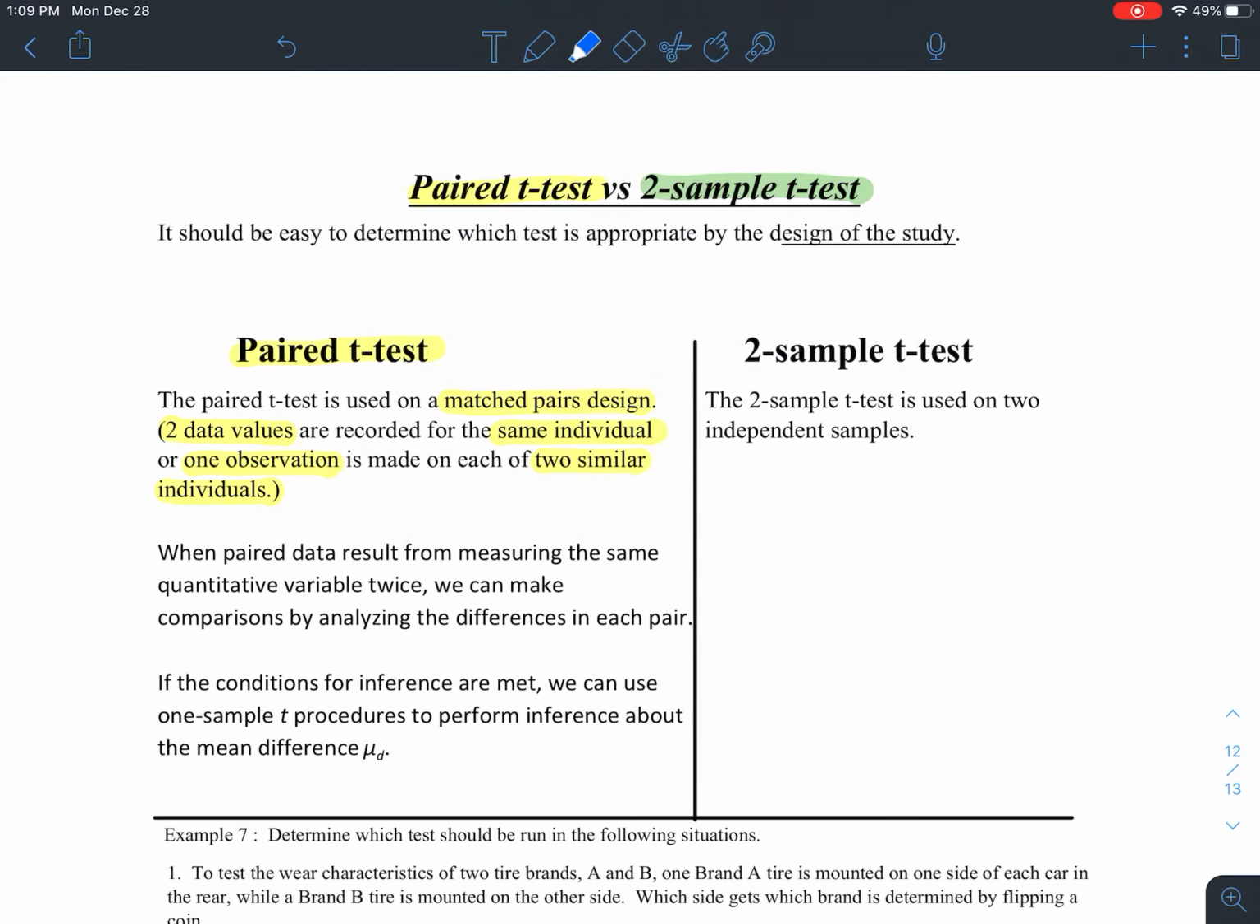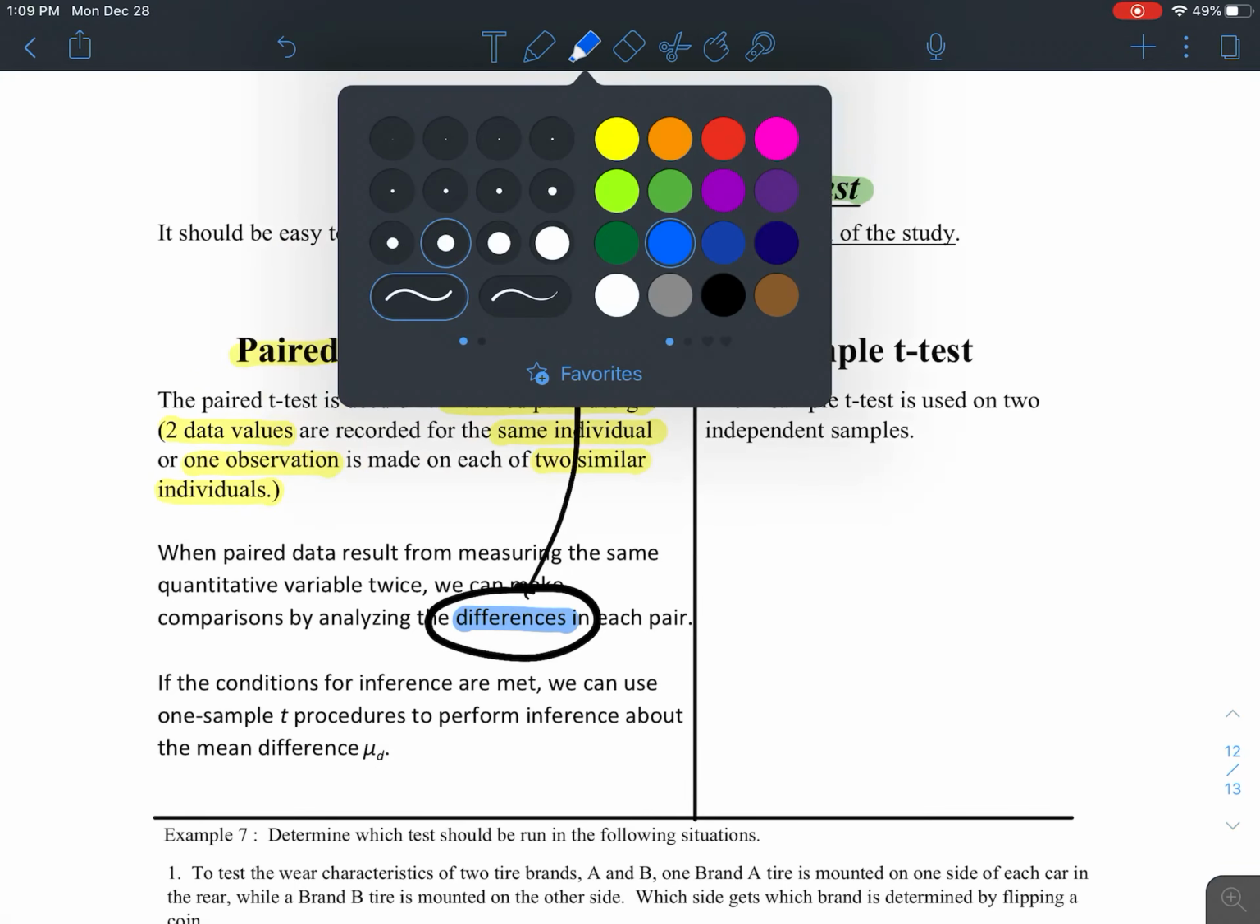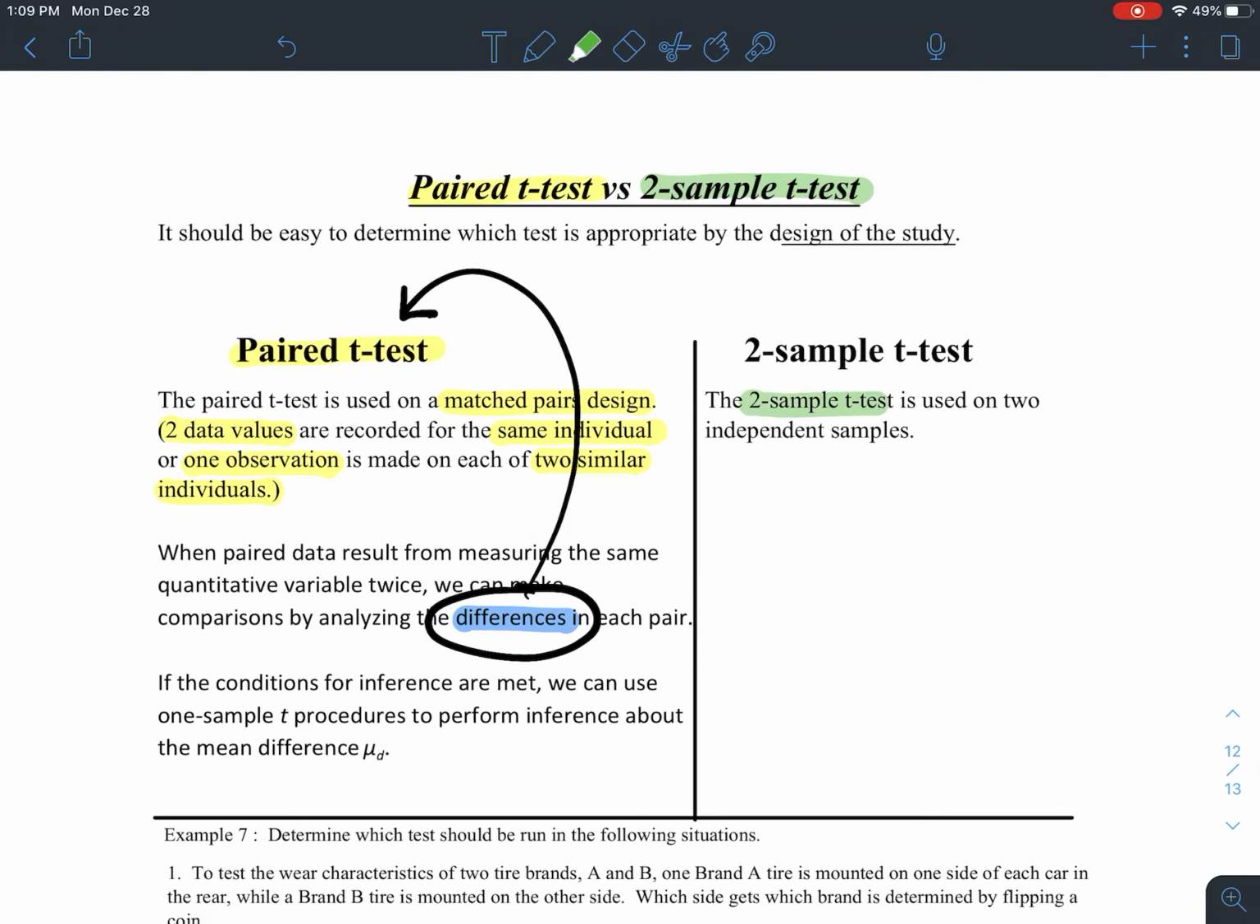I think the key distinction here is when your paired data results from measuring the same quantitative variable twice, you can make those comparisons by looking at the differences between your pairs. If you're measuring the difference, that is the single set of data that you're using, and that's why it's a paired t-test. A two-sample t-test comes from actually getting two independent samples.